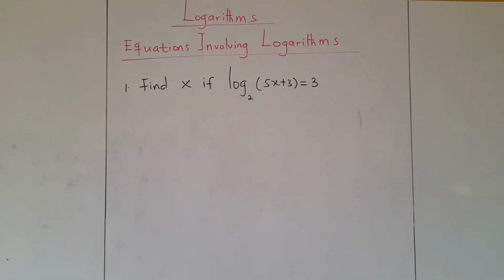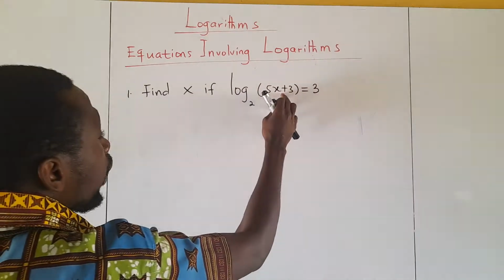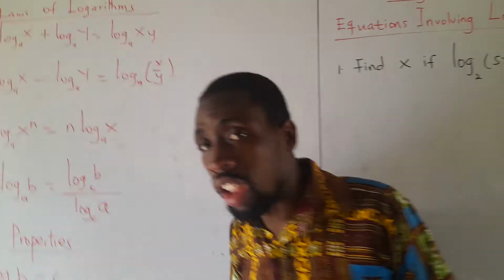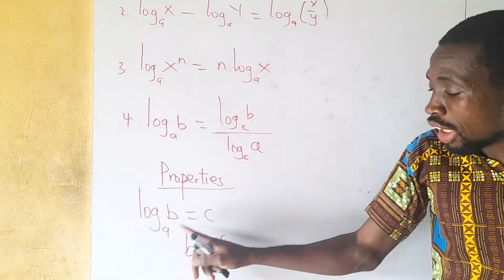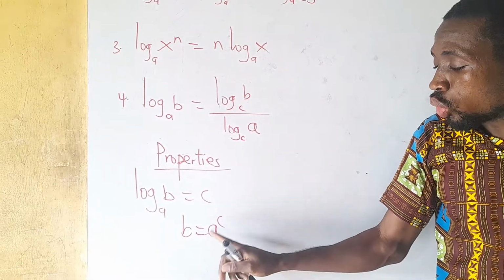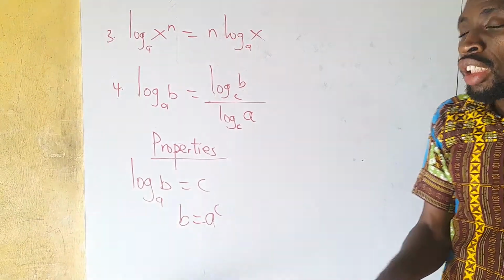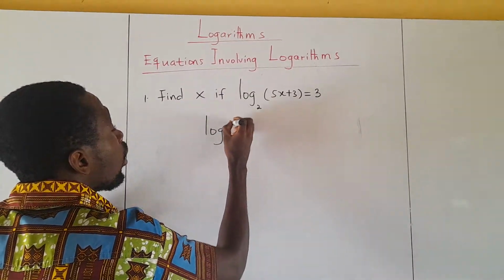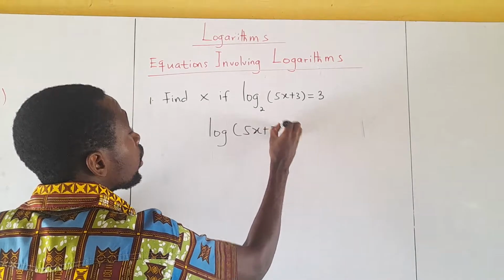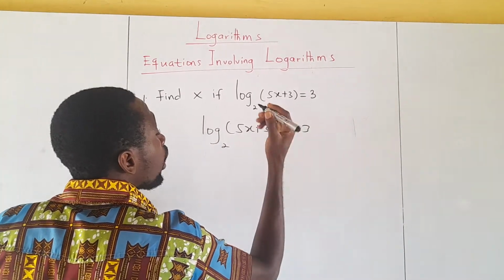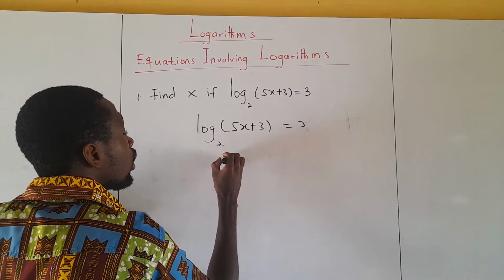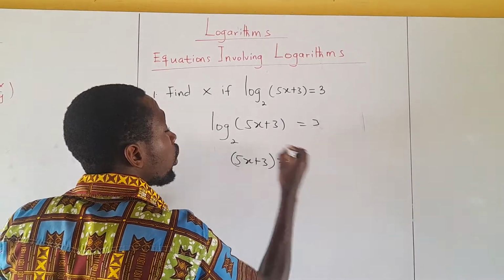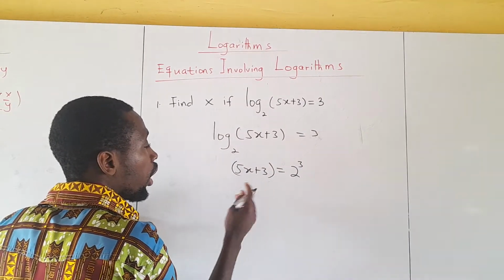So let's look at our first question. It says, find x if log of 5x plus 3 base 2 is equal to 3. Remember, if you have log b base a is equal to c, then b is equal to a exponent c. In this case, if log of 5x plus 3 base 2 is equal to 3, then 5x plus 3 is equal to 2 exponent 3, using that property.